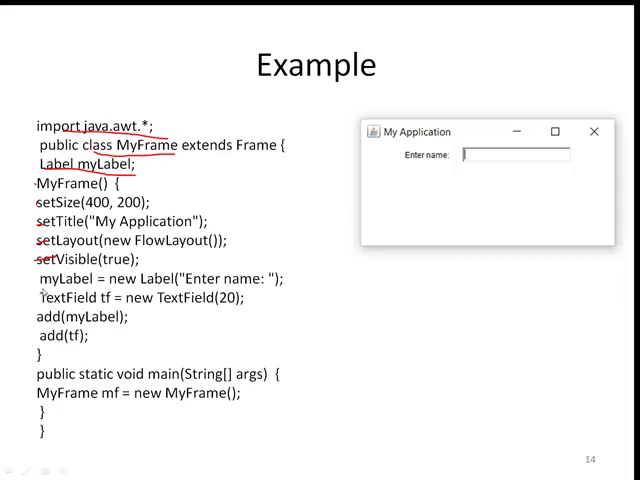Now I have created an object of the Label. So myLabel is equal to new Label("Enter name"). In the next line I have created an object of the TextField. So here what type of constructor is it? TextField with a specified width. Now add my label object to the frame and add the text field object to the frame. My label is Enter name, and this is a text field to enter the text.